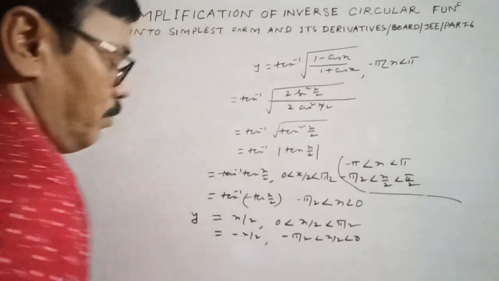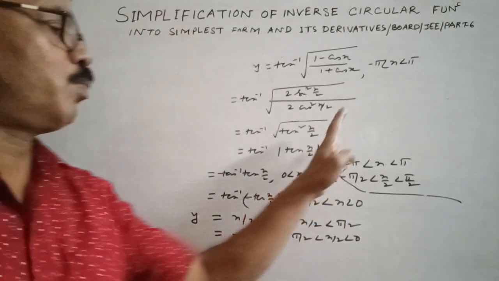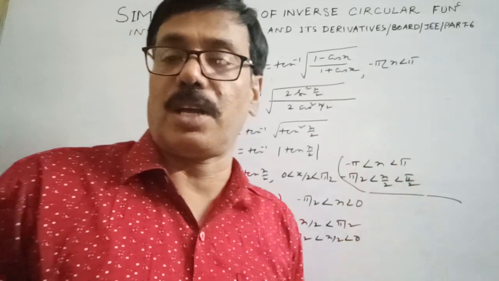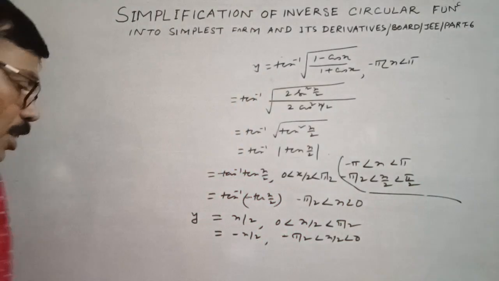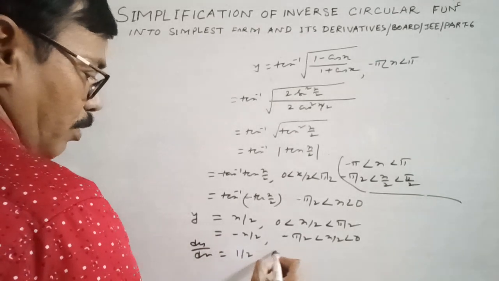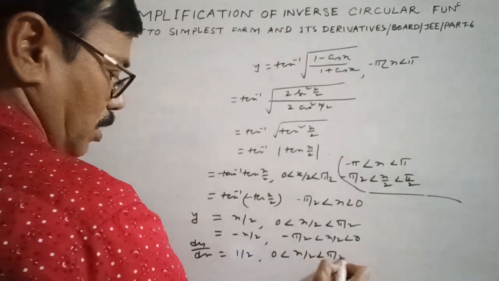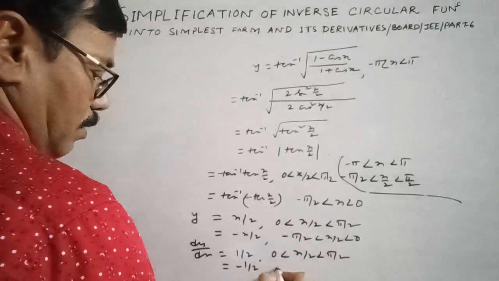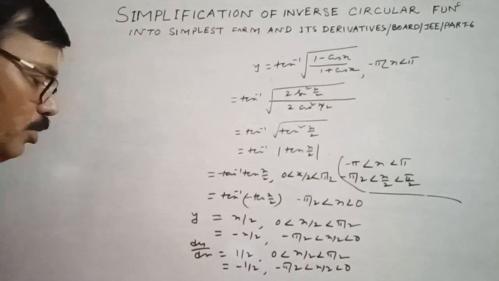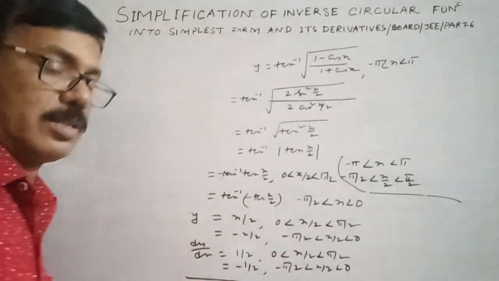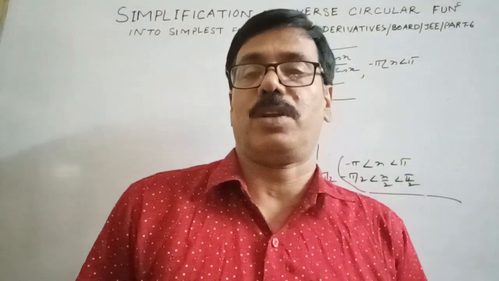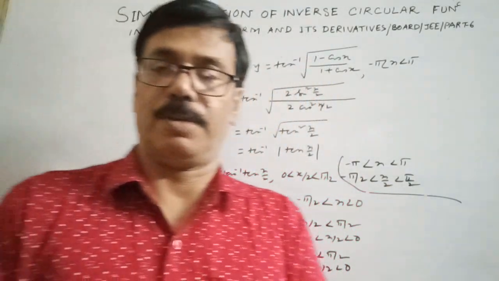Then you perform derivative. So if it is board problem, you can write tan inverse tan x by 2 equals to x by 2 because we suppose x is in first quadrant. So what is dy by dx? dy by dx is equals to half. You are getting same magnitude but opposite in sign for minus pi by 2 less than x by 2 less than 0. So this is our dy by dx. So simplify the given trigonometric function into simplest form, then perform derivative.